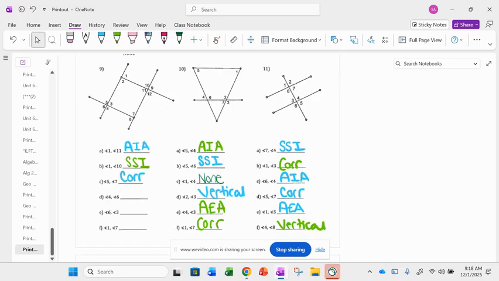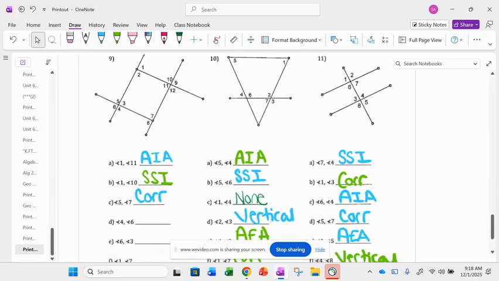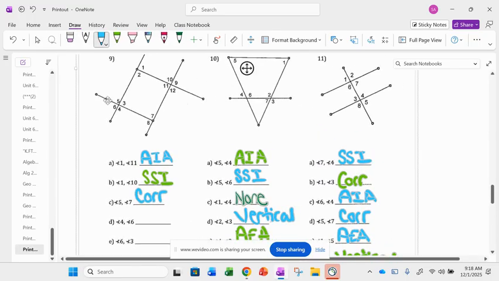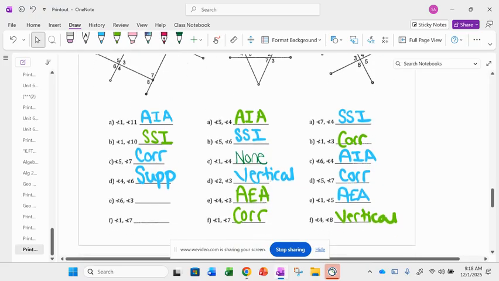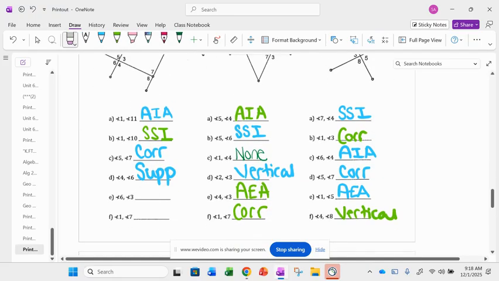Okay. Let's go back. 4 and 6. Oh, good. What are 4 and 6? Don't they make that straight angle together? 4 and 6. So those are supplementary angles. We can't ever forget about those. And then 6 and 3 are vertical.